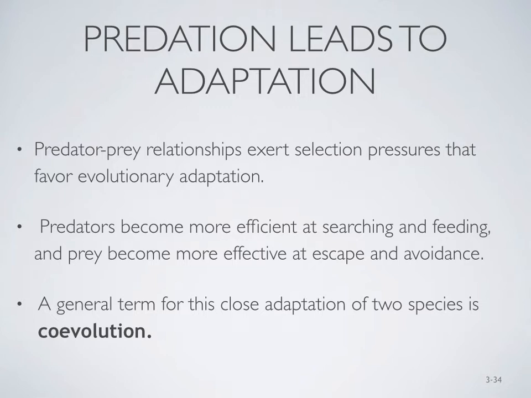Speed is a common defense against predation. On the Serengeti Plain of East Africa, the swift Thompson's gazelle and even swifter cheetah are engaged in an arms race of speed and endurance. The cheetah has an edge in a surprise attack because it can accelerate from 0 to 72 kilometers per hour in 2 seconds. But the gazelle often escapes because the cheetah lacks stamina. A general term for this close adaptation of two species is called coevolution.